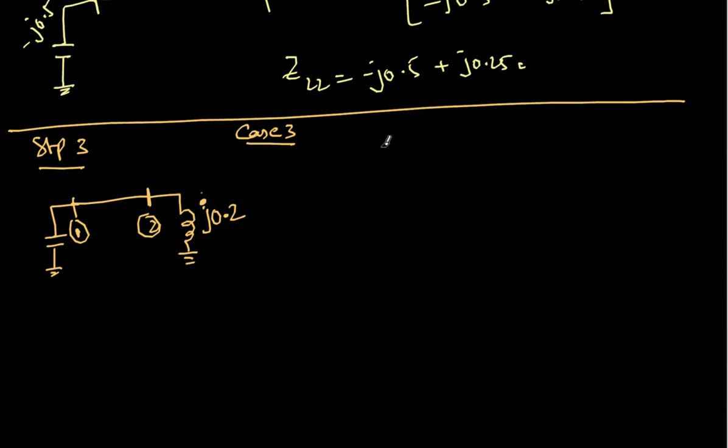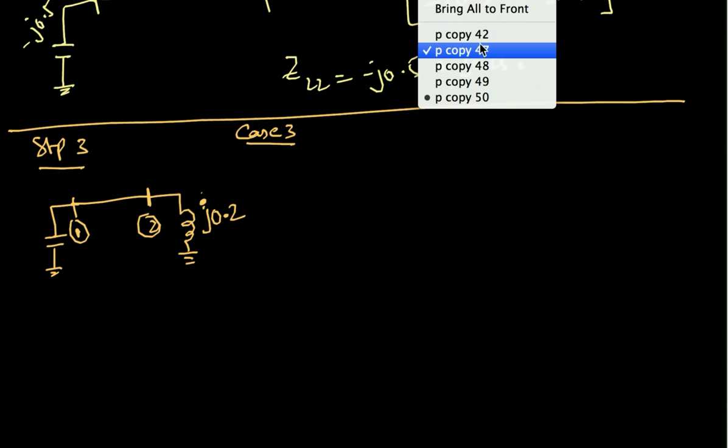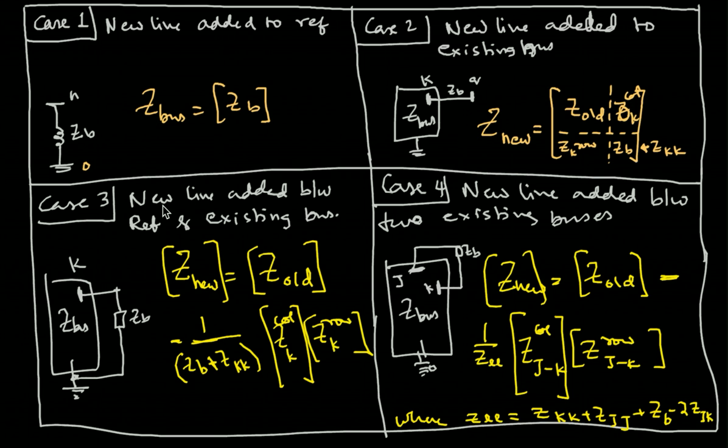So we have to apply Kron's reduction here. So let me show you quickly what is case 3. New line added between reference and existing bus. So you take the old Z bus and then you do this calculation, and then you will be able to get the new Z bus. So what is the calculation? 1 by ZB plus ZKK, ZK column and ZK row.